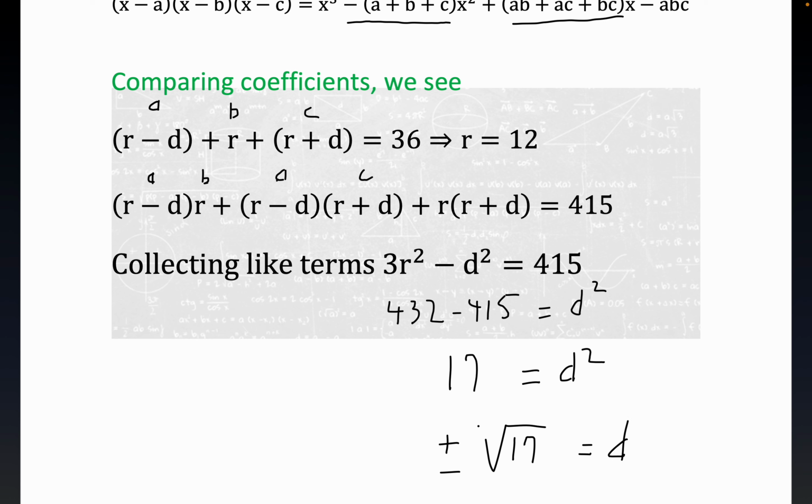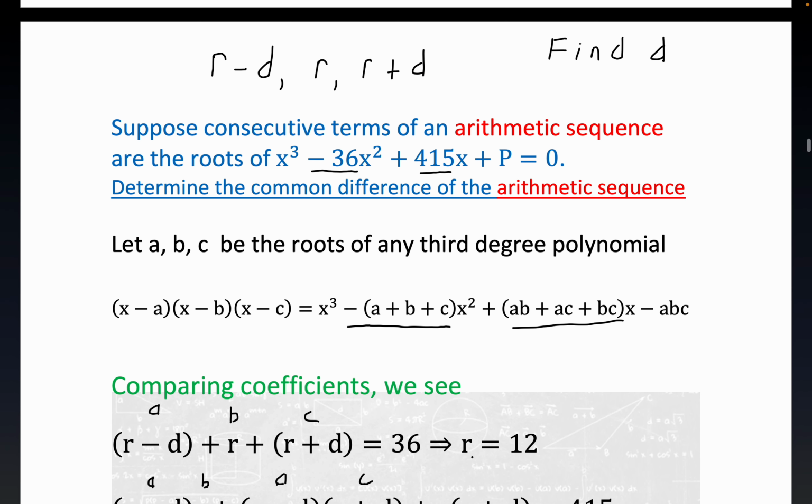So this is your answer, folks. The common difference is either plus the square root of 17 or minus the square root of 17. And the reason why you have the slight ambiguity, if you want to call it that, is because we didn't even specify P, which is kind of fascinating. P would be equal to negative the product of the roots, minus ABC, just by direct comparison here.